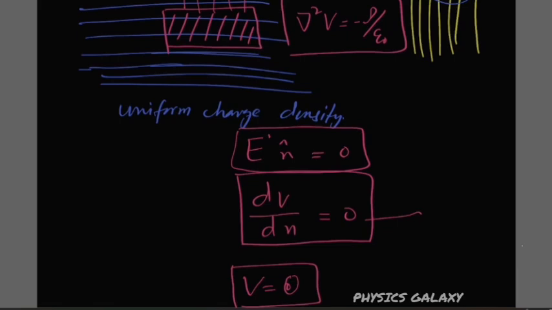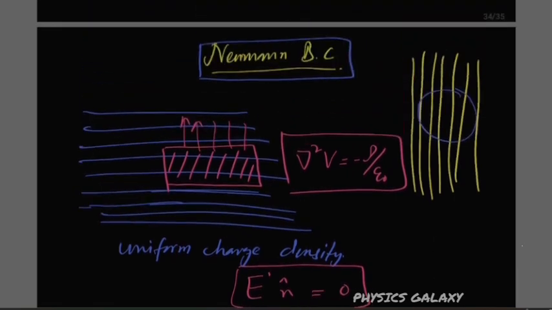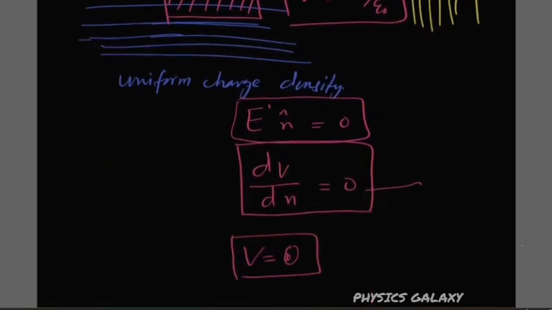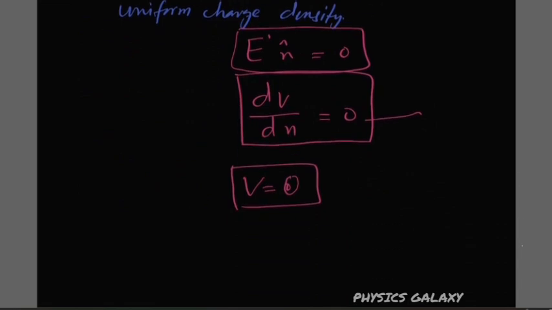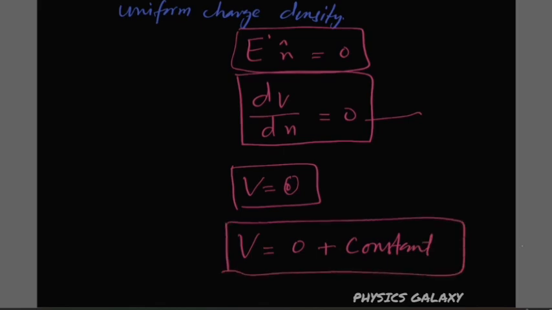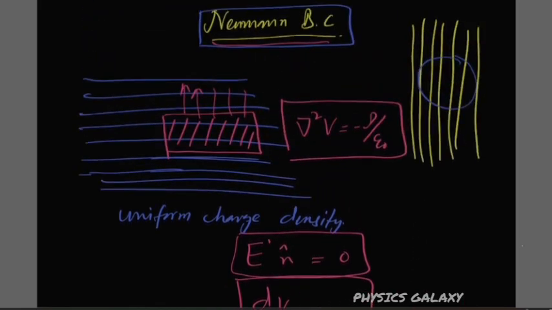But again we have to be careful because we are using the Neumann boundary condition. That means it will be correct only up to some additive constant, so it can be V equals 0, which I found, plus some constant. And this will be the solution for this uniform charge density region. That V will be some constant.